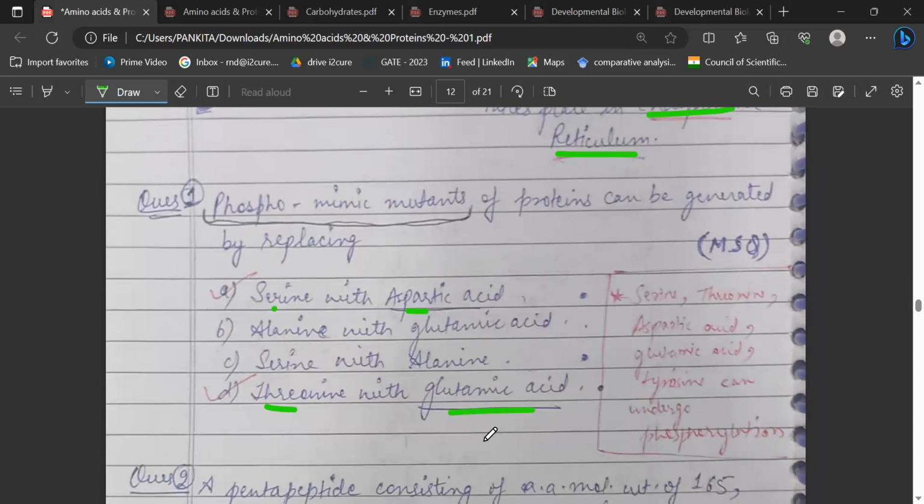As we all know, serine, threonine, aspartic acid, glutamic acid, and tyrosine can all undergo phosphorylation. So any of the amino acids that can undergo phosphorylation can be interchanged and they can create a mimic mutant of that particular protein.